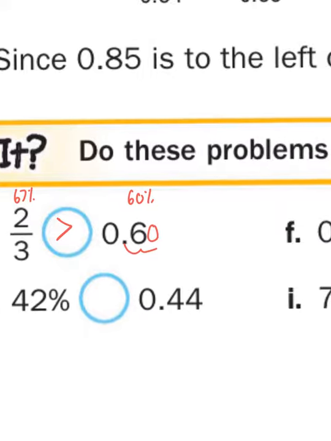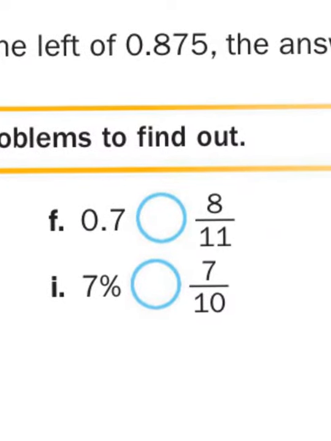Okay, let's move to F. So I have 8/11ths, and I have 0.7. So 0.7, I'm just going to move the decimal and get 70%. Now 8 divided by 11 is 0.7272. So I write the first 3. When I move the decimal, I get 72.7, which rounds to 73%. And 70% is less. All right.